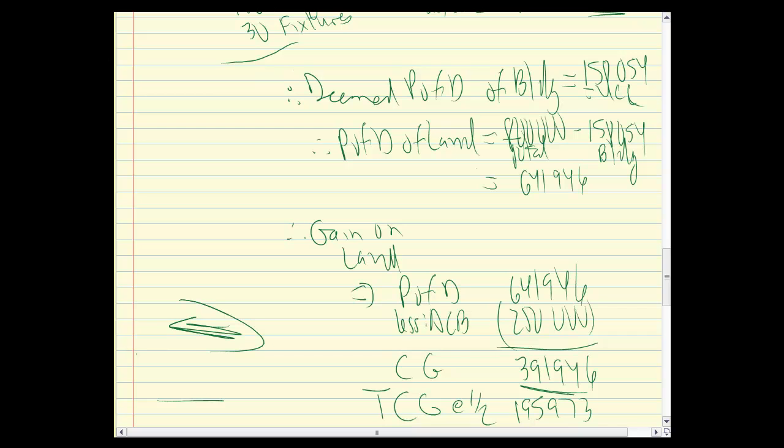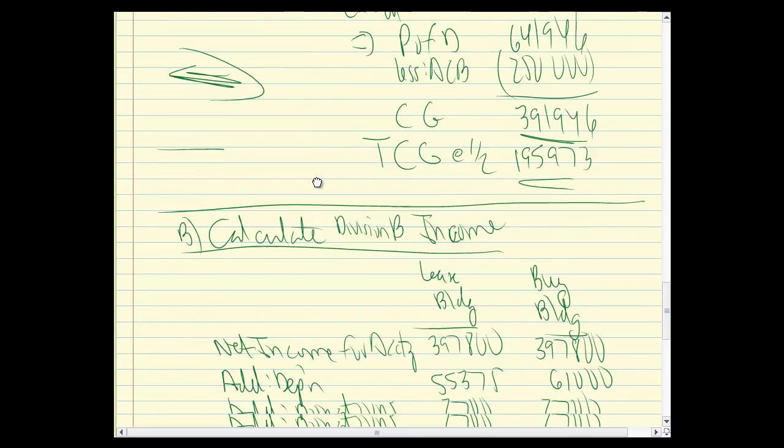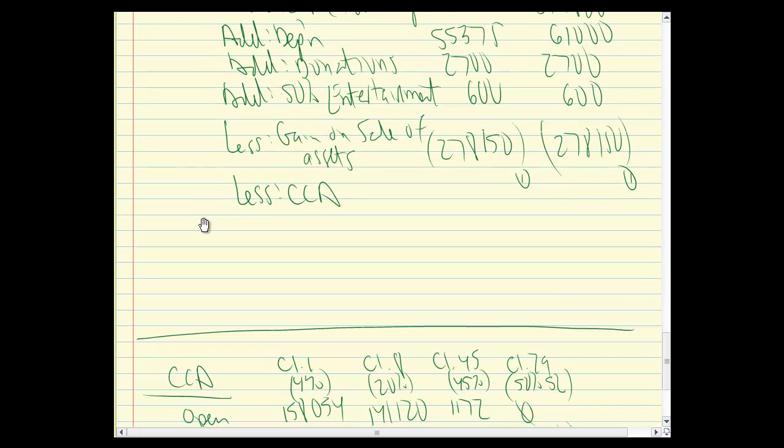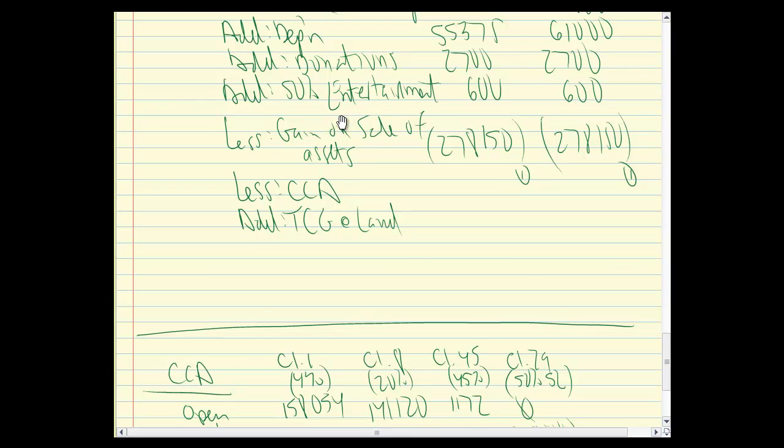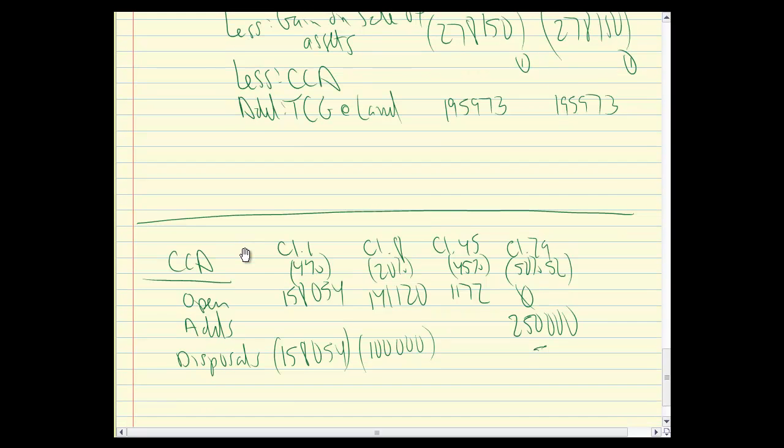We're on this issue, we see it, so we don't lose it. What do you want to do with this? I think what I would do is, at the same time, just make sure you remember yourself, add taxable capital gain on land, right? We're on the issue, we remember it, let's plunk it in there, which was how much? 195,973. Okay? Obviously, land has no impact on our CCA schedule, so we're okay.